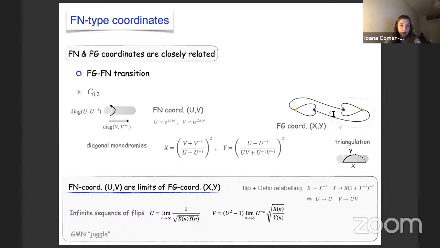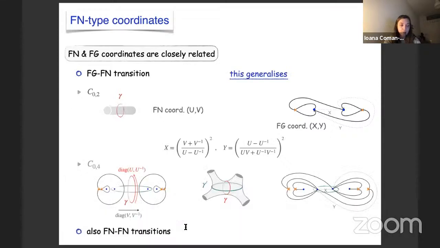Now, when performing a flip of the triangulation and a relabeling, this generates a Dehn twist on the cylinder, and it transforms the Fock-Goncharov coordinates by a cluster transformation. At the same time, the same transformation has a much simpler effect on the Fenchel-Nielsen coordinates. And then repeating this sequence of flips an infinite number of times, this is what Gaiotto, Moore and Neitzke referred to as a juggle. It allows us to see that the Fenchel-Nielsen coordinates are in fact limits of the Fock-Goncharov type. So from this perspective, what emerges is that the Fenchel-Nielsen coordinates serve as a natural completion for the Fock-Goncharov ones.